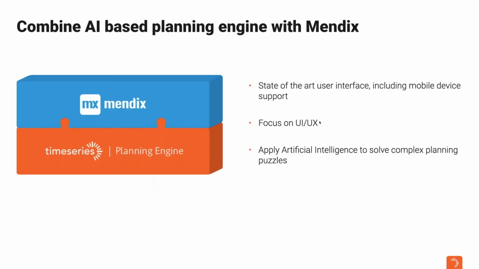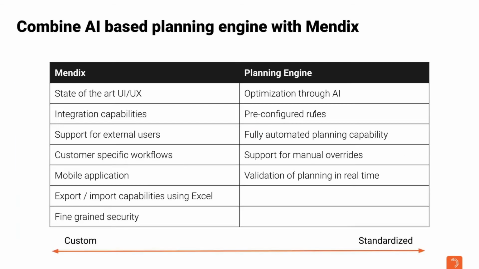So what we did is we used Mendex and we combined it with our own planning engine. Our own planning engine is based on artificial intelligence, but all of that complexity is abstracted away with Mendex. So in the back end, our planning engine will do all the complex algorithms for our users. However, with Mendex, we make that visually appealing and easy to use, which I will show you in a minute or two.